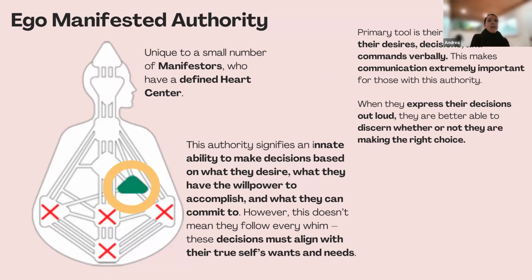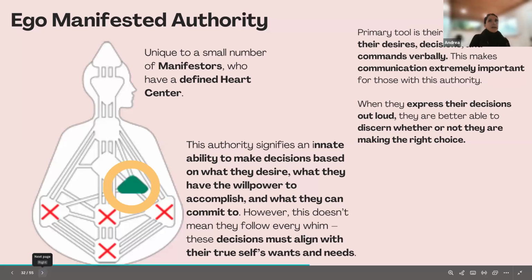But another thing that came up when I was searching about it is that the primary tool is their voice. So using that voice to express things, and making communication very important. They're able, like we were saying with the previous one, the projector with the defined G center, to say things out loud, and voicing what's on their mind helps them to make the right decision. So does anyone want to share anything on that? If not, we can always come back to it later, once we have more information. Like I said, at the end, we can go over the centers in more detail.